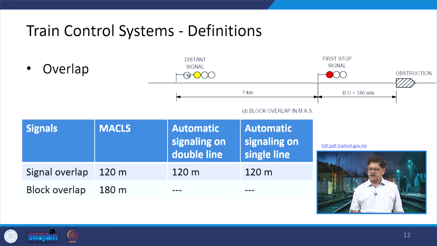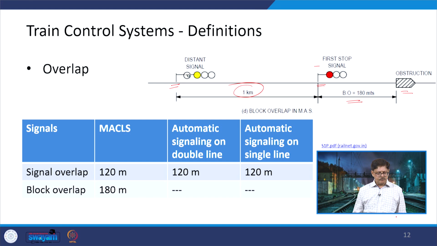So, here in this case again you can see this is a distant signal, this is a first stop signal, the train is moving here. So, there is a block overlap, and between the first stop signal and a distant signal there is a distance of 1 kilometer. We have discussed these placements of signals when we talked about the signals.